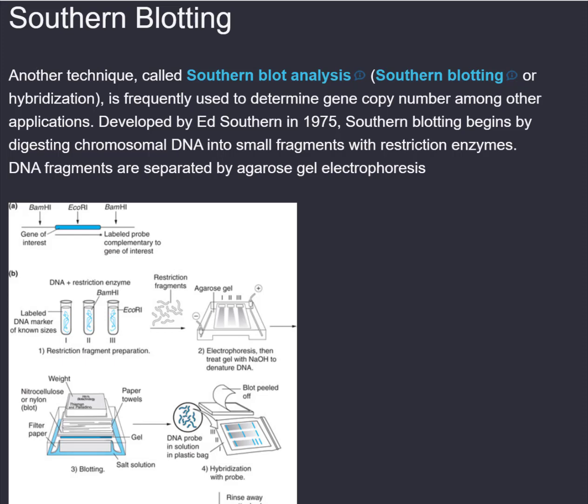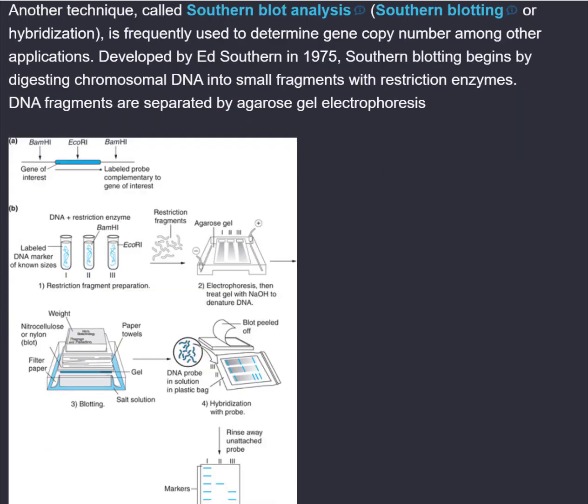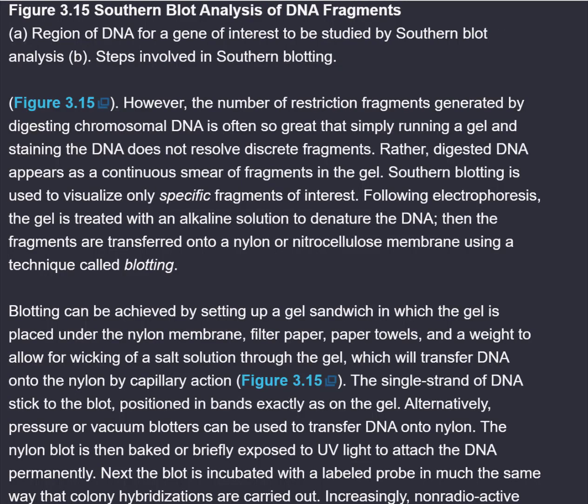Southern blotting. Another technique, called Southern blot analysis, Southern blotting or hybridization, is frequently used to determine gene copy number among other applications. Developed by Ed Southern in 1975, Southern blotting begins by digesting chromosomal DNA into small fragments with restriction enzymes. DNA fragments are separated by agarose gel electrophoresis.